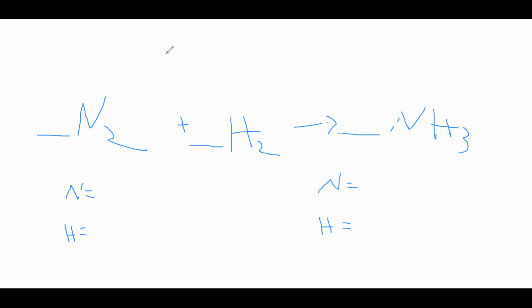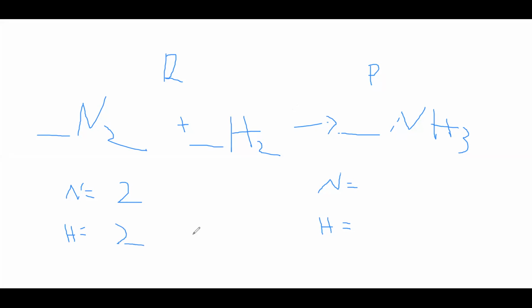So let's start on our reactants side. How many N's, how many nitrogens do we have in the reactants? 2. 2, exactly. So we've got 2 N's in our reactants. How about H's? How many H's do we have in the reactants? 2. 2. Bingo. 2 H's in the reactants.